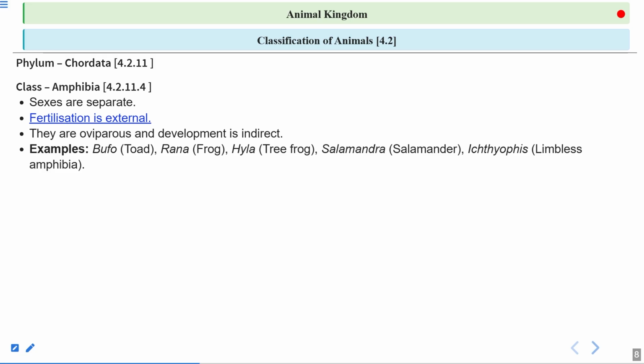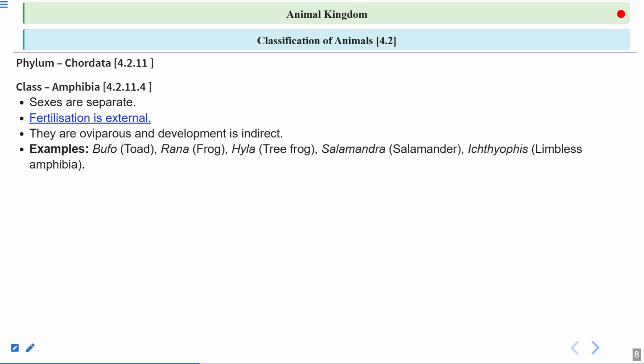Now, if we talk about Bufo, that is the toad. Bufo is the scientific name and toad is the common name. Rana tigrina is the scientific name of the frog, commonly we call it frog. Hyla is a tree frog. Generally you see small size green color frog on the tree or on the plants, and that is why they are called tree frog.